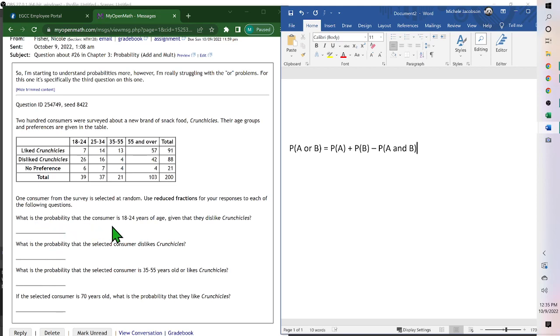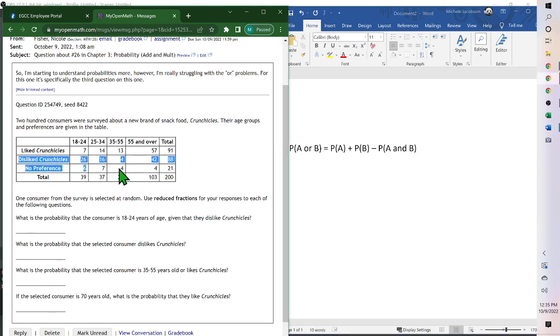The probability the consumer is 18 to 24 years old, given that they dislike crunchies. So when something's given, you only use that row or column. If they dislike crunchies, then we're only using the row for dislike crunchies. And then we wanted 18 to 24, so 18 to 24 is 26 divided by 88, and then you would just reduce it. It won't let me type in here, but it would be 26 divided by 88.